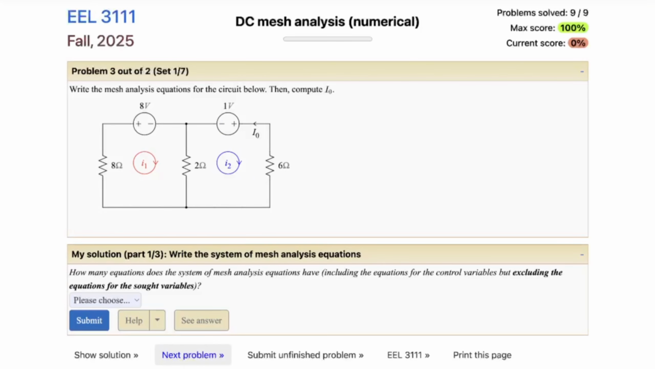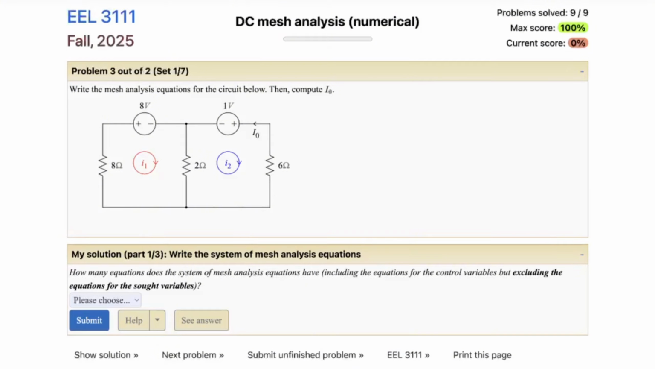Hello. This is an example of a DC mesh analysis numerical problem of level 0. So let's get started. It's asking us to write the mesh analysis equations for the circuit and then compute I naught. And I naught is at the top right there, pointing to the left.